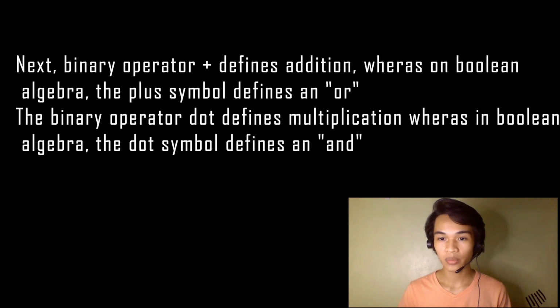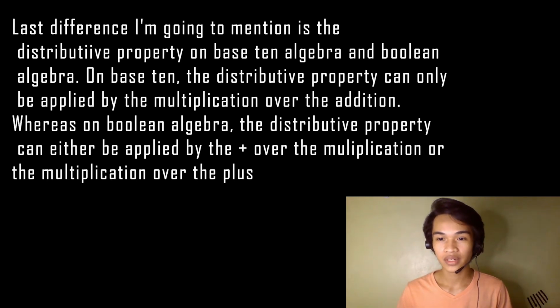Next, the binary operator dot defines multiplication, whereas in Boolean algebra, the dot symbol defines an AND. The last difference I'm going to mention is the distributive property in base 10 algebra and Boolean algebra. In base 10, the distributive property can only be applied by the multiplication over the addition, whereas in Boolean algebra, the distributive property can be applied by the addition over the multiplication or the multiplication over the addition.